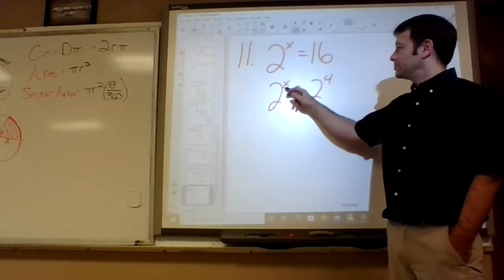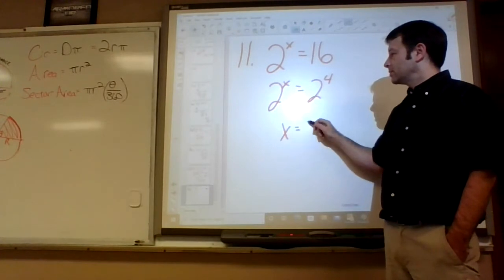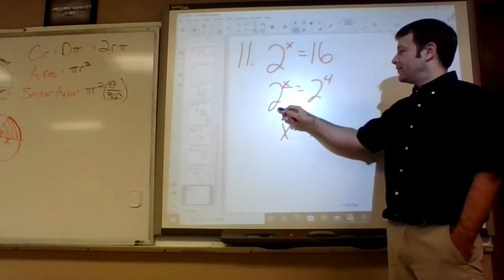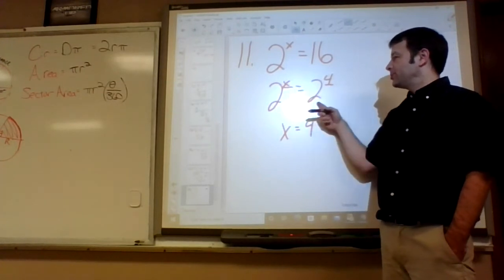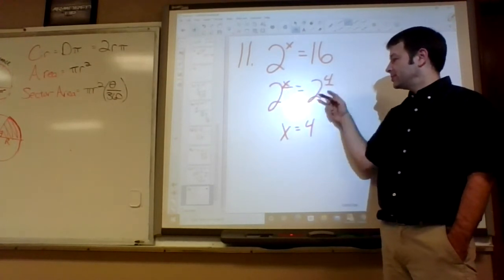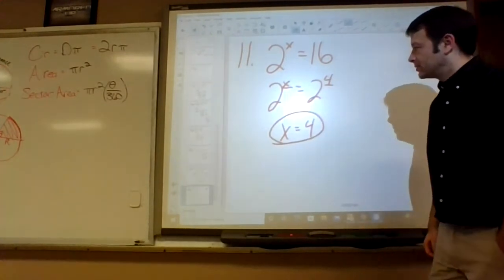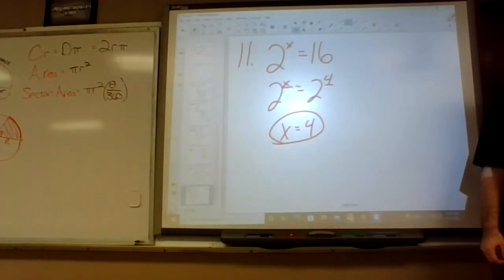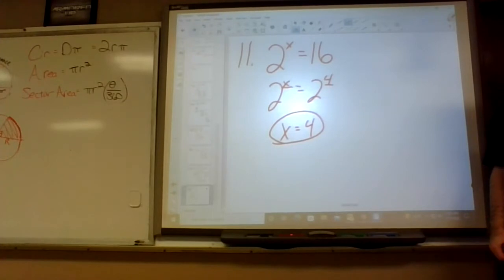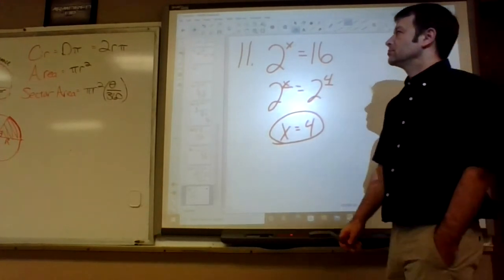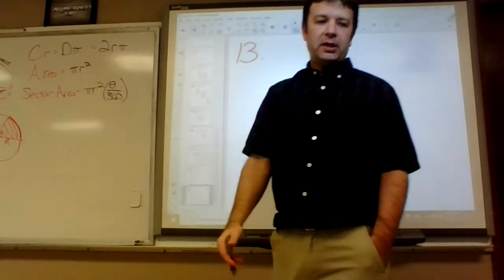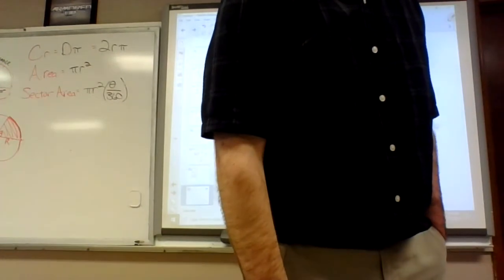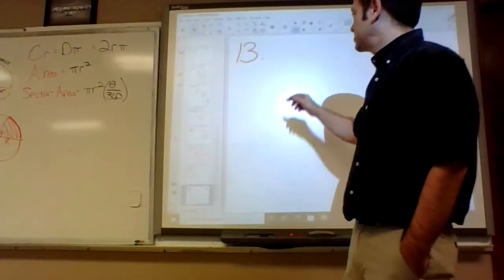So x equals 4. If you have the same base here, then these exponents have to be the same, right? If these are both 2's, then x and 4 have to be the same. X equals 4. Okay, 13. 9 to the x equals 27.